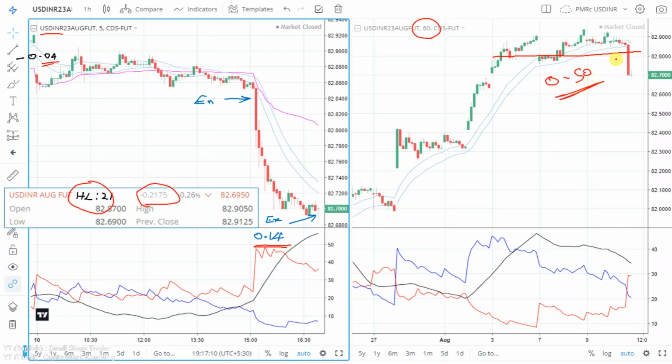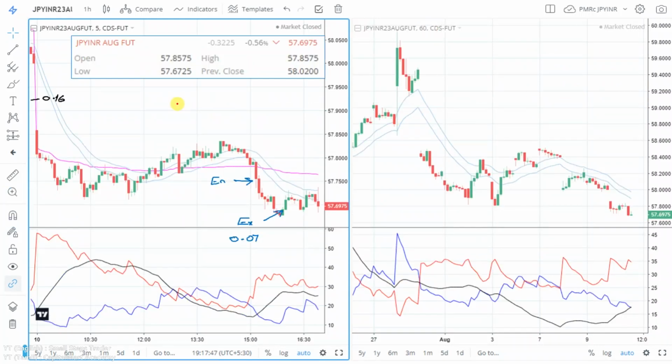So now this is the time to exit. Now there are a lot of chances it will come down. The reason I suspect it will come down, I will tell you while explaining the US dollar index chart at the last. Now we will see JPY.